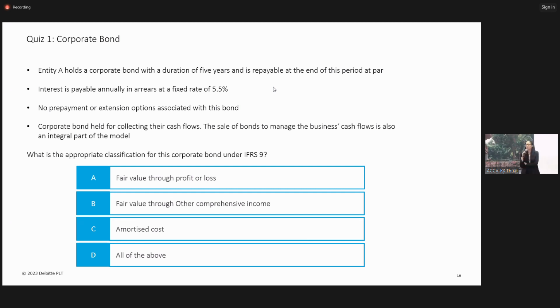So we have to ask ourselves 2 questions. What is the business model here? And does it meet the SPPI test?